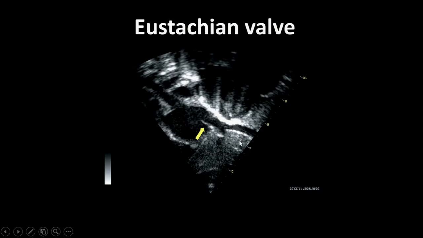So this is a subcostal view. You can see the IVC, the SVC in the right atrium. This structure here is normal. This is the eustachian valve. Remember, you have the IVC coming in, the atrial septal wall is here, and the eustachian valve is, if you will, on the other side of the IVC, on the left side of the screen, or left and low here.